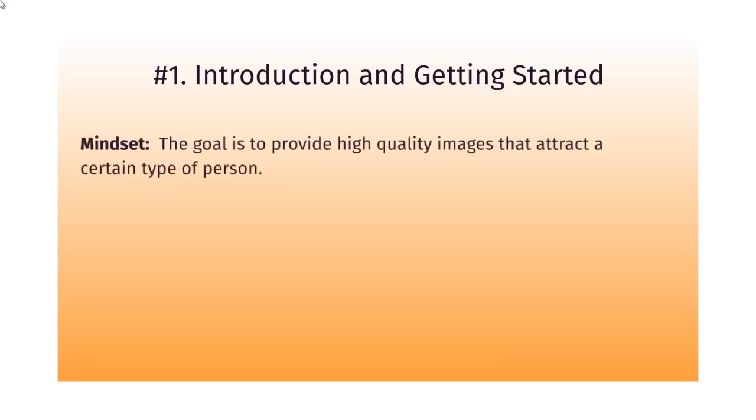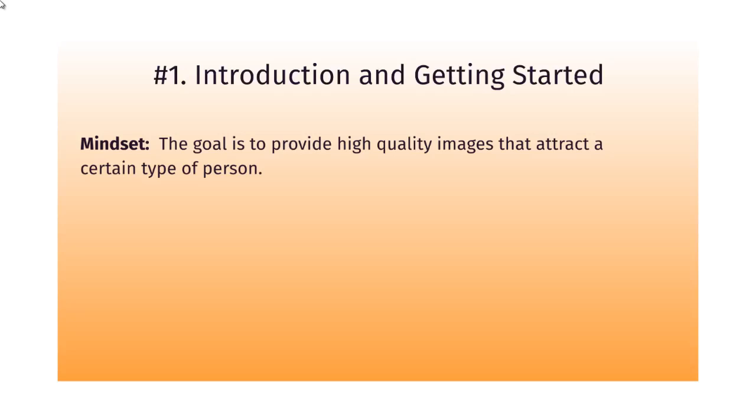So first things first, I want to start with mindset. The goal here is not to game the system at all, because Google image search is very different than other searches like YouTube and the regular SERPs. The reason is that you're going to have an image that shows up on the Google image search, and people are going to click on the ones that best fit that keyword. So you want to make sure that you have a high quality image that attracts a certain type of person.